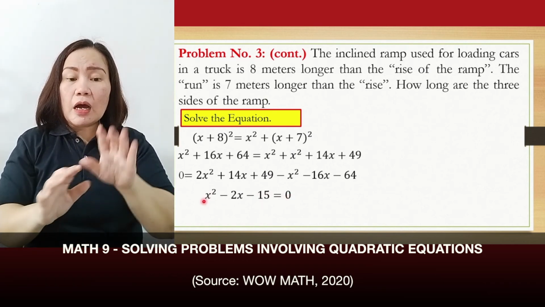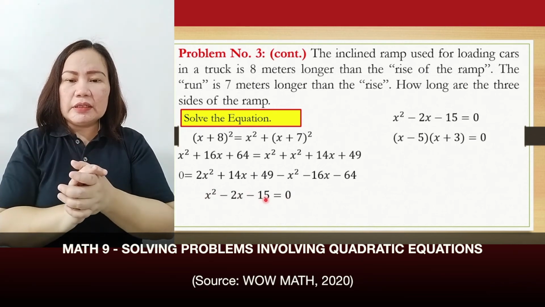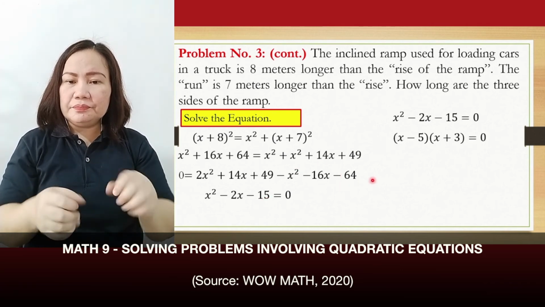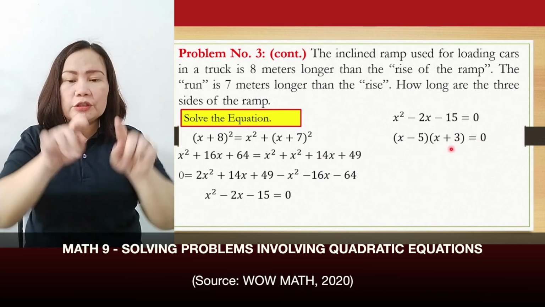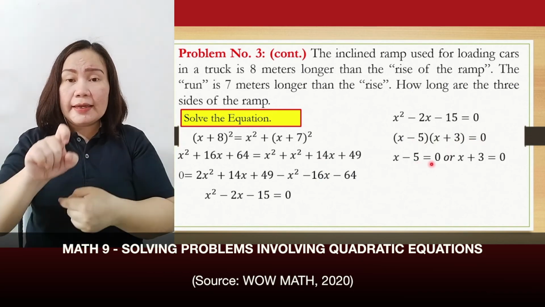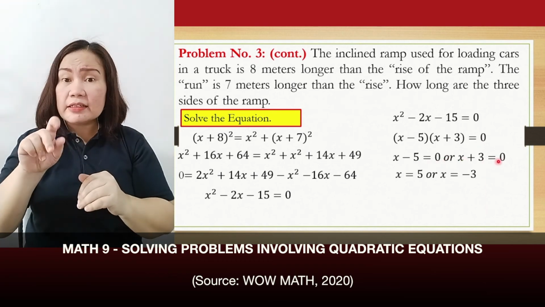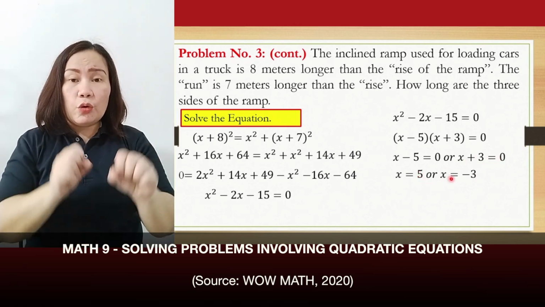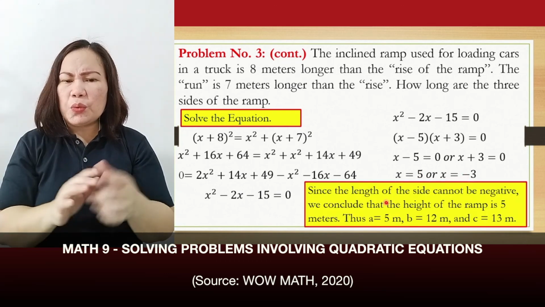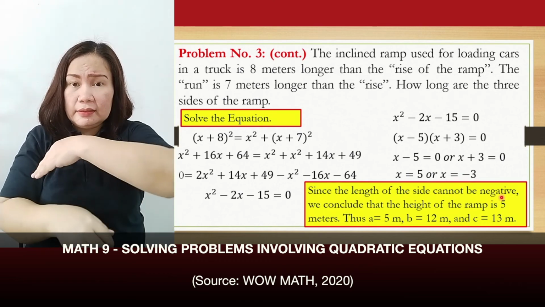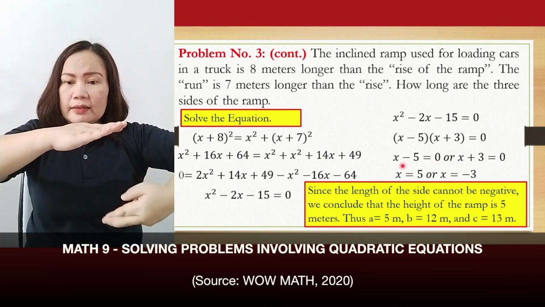Okay? Now, this x squared minus 2x minus 15, what can we do with that? We can solve it by factoring. So, we can have x minus 5 times x plus 3 is equal to 0. So, therefore, we can have x minus 5 is equal to 0 or x plus 3 is equal to 0. So, let us solve for the values of x. So, we will have x is equal to 5 and x is equal to negative 3. Now, since the length of a side cannot be negative, we conclude that the height of the ramp is 5. Okay, so this is it.